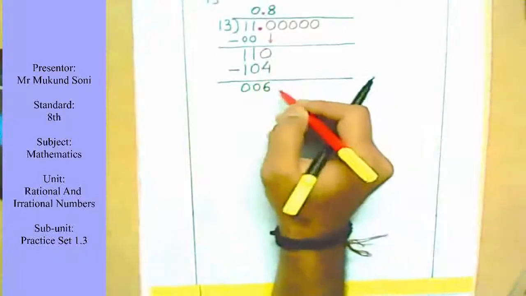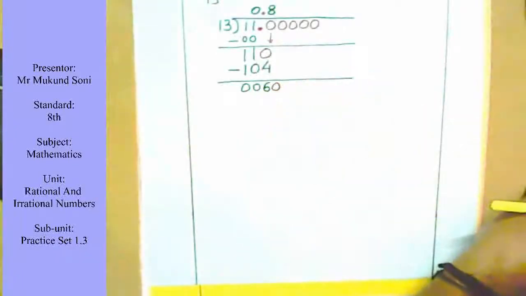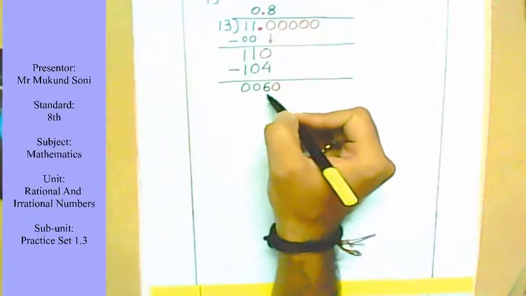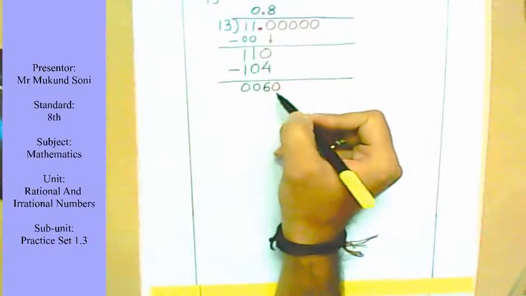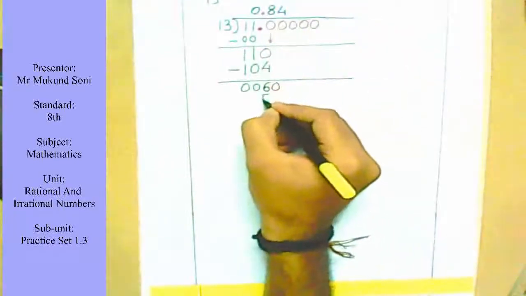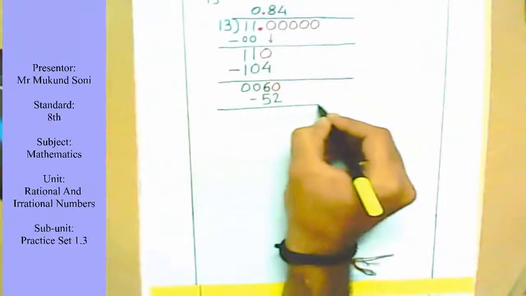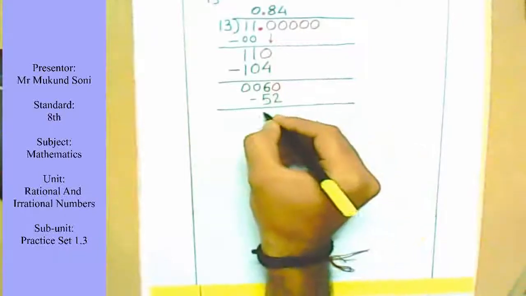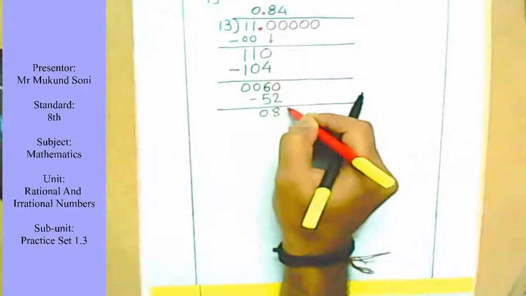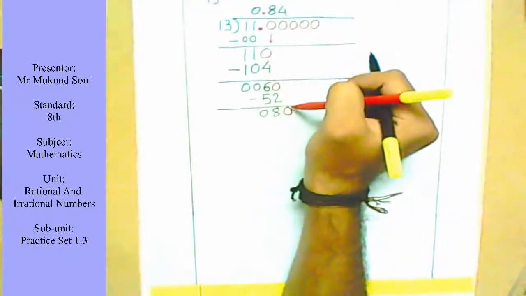Take the next zero down, so your next zero is here. Now in the table of 13, any number less than 60? 13 4s are 52. Subtraction. The answer is 08. Let's bring the next zero down. This is the third zero. This third zero we are bringing down.